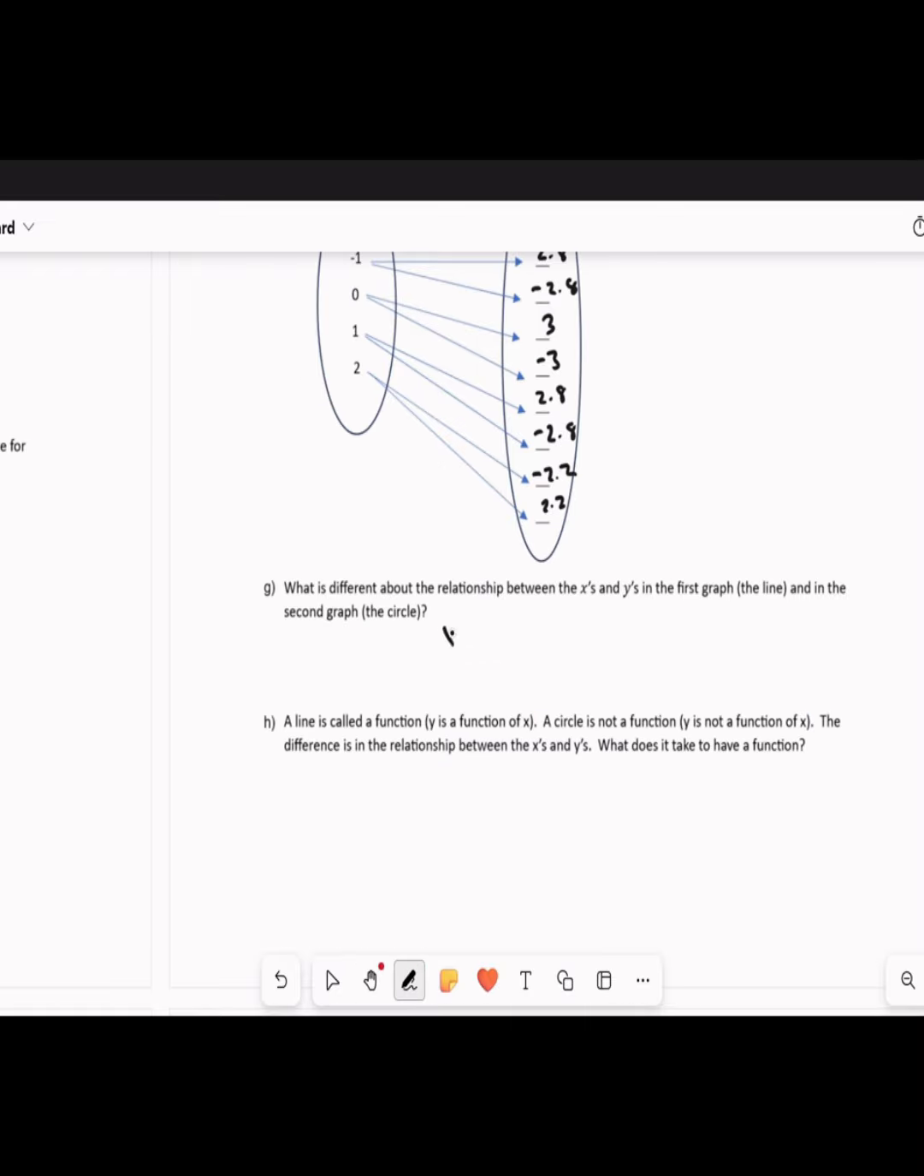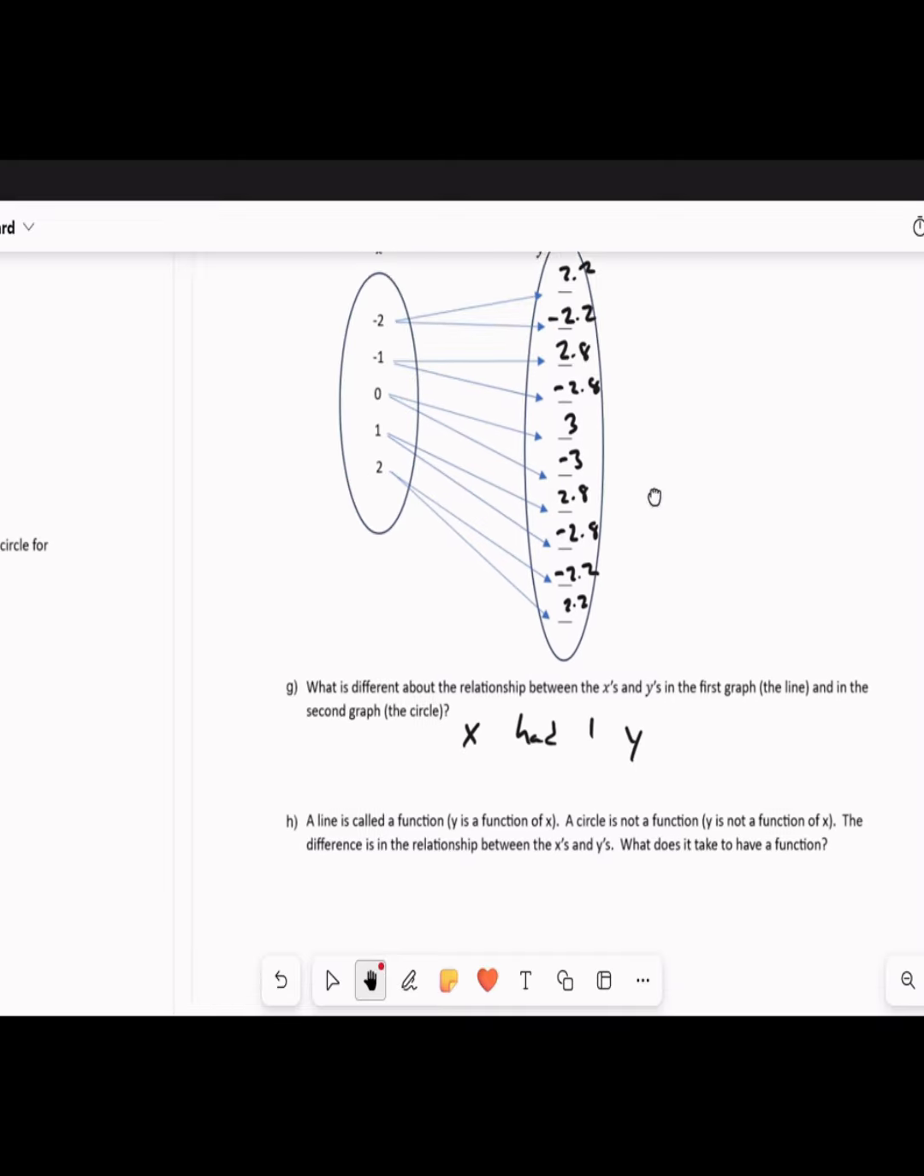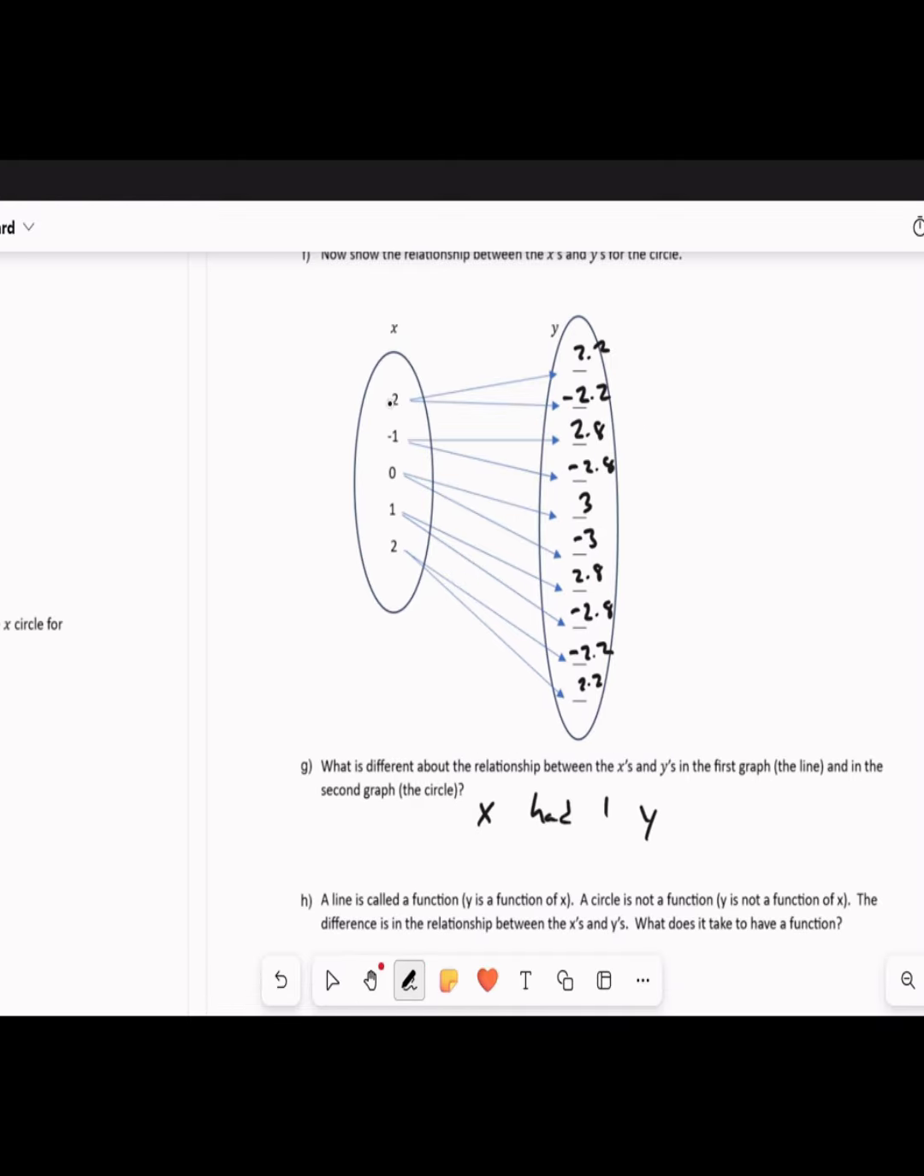Every value of x had one value of y. We had an x, it led to one y, and this is called a function. So a function in our second one, this is not a function. A circle is not a function because one value of x led to two different y's.